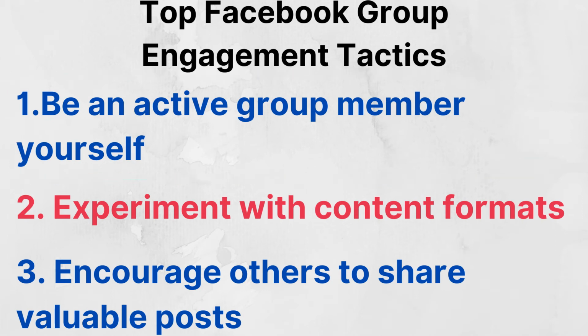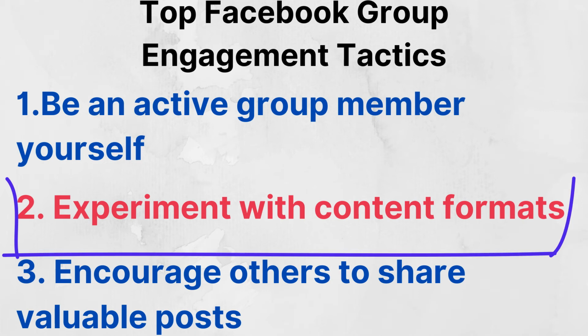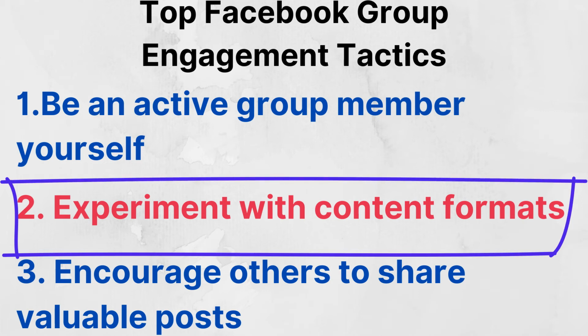Alright, my second engagement growth tactic is to experiment with Facebook group content formats. Text posts can work great in a Facebook group where members like to read longer stories, tutorials, or advice type posts. However, in some niches, visual content is king, so you always have to add images or videos to the Facebook post if you want a good reach and engagement.